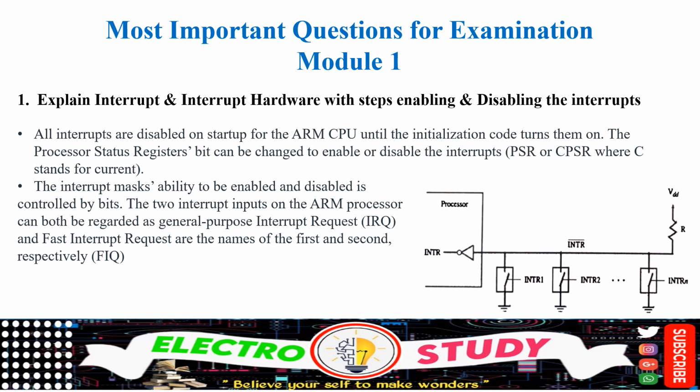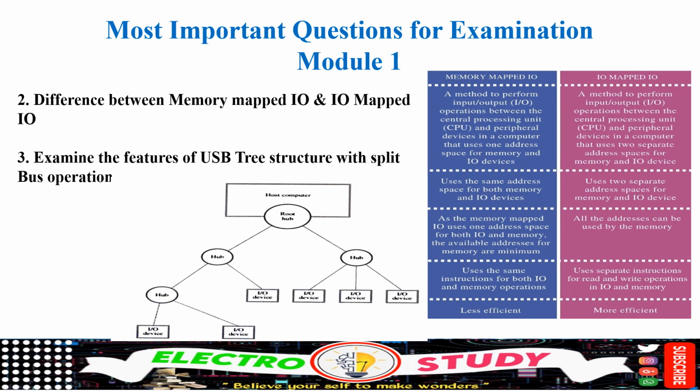Using that bit, it can be enabled or disabled. This circuit diagram can be drawn to ensure that with this INTR 1, 2, this will be either closed or opened to ensure the enabling and disabling of the interrupts. There are two general purpose interrupts that are used, that is interrupt request and fast interrupt request. So these are the general purpose requests used to enable and disable the interrupt. You can explain interrupt, what is interrupt hardware, and with these steps how you will enable and disable the interrupt with this diagram. Moving on to the next question, difference between memory mapped IO and IO mapped IO.